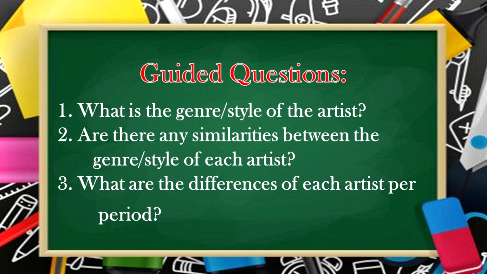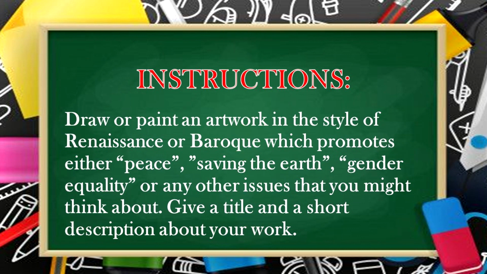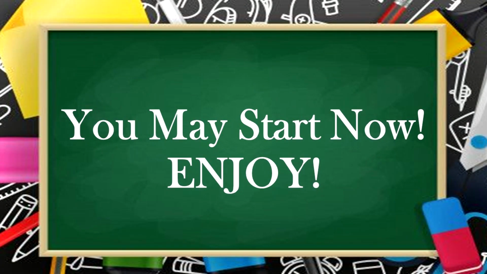Guided questions. Number 1. What is the genre style of the artist? Number 2. Are there any similarities between the genre style of each artist? Number 3. What are the differences of each artist per period? We are now in activity 4, Update. Draw or paint an artwork in the style of Renaissance or Baroque which promotes either peace, saving the earth, gender equality, or any other issues that you might think about. Give a title and a short description about your work. Materials: 1/4 white cartolina. Drawing and painting materials. You may start now.